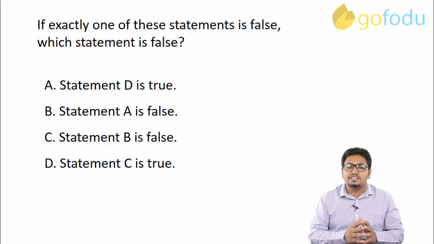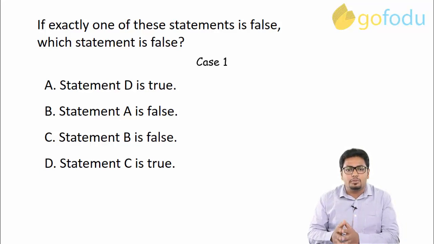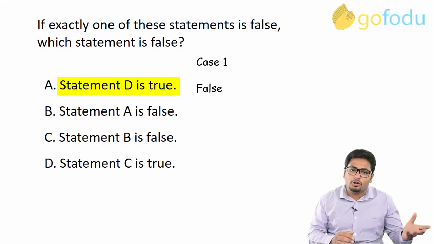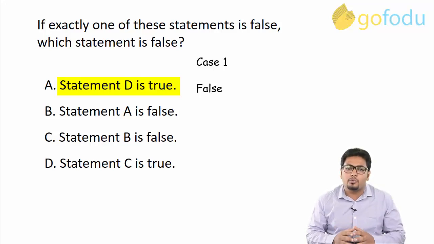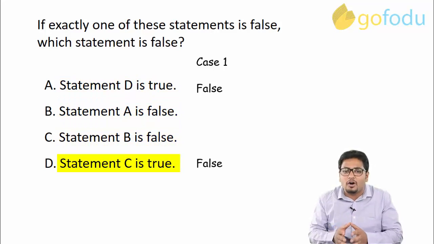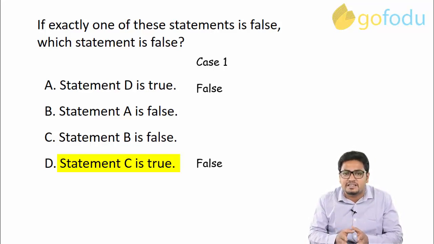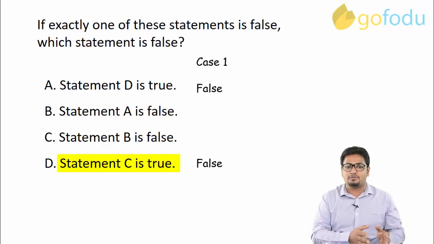Now, in this question, it is given that exactly one of these statements is false. Taking the first case, assume statement A to be false. A, which says statement D is true, is false. What does that mean? That means statement D is not true. It is false. So we started with A is false and now we got D is false. This contradicts the question statement which says exactly one statement is false. So our assumption that A is false is wrong, right? A has to be true.